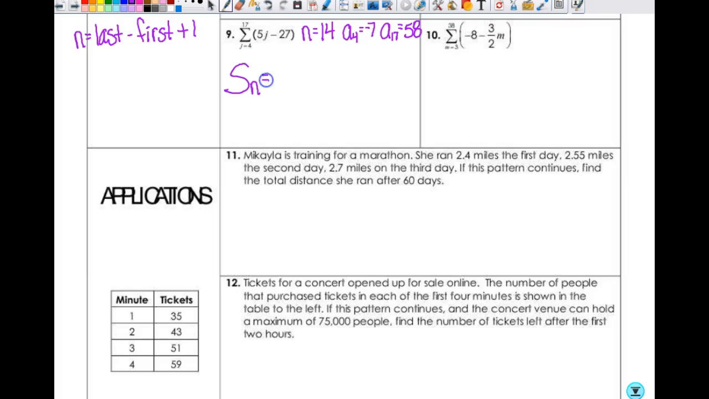So now we have all the pieces. The sum of the first n terms. Oh, but I know what n is, dang it. It's not the sum of the first 14 terms. It's just the sum of 14 of the terms, which is fine because it's all identified up there. That's equal to 14 times negative 7 plus 58 over 2. $357.